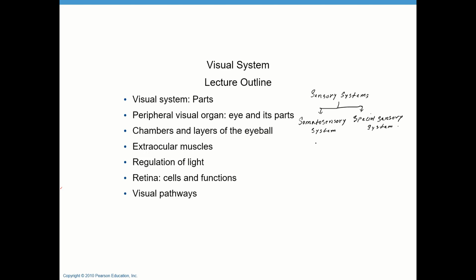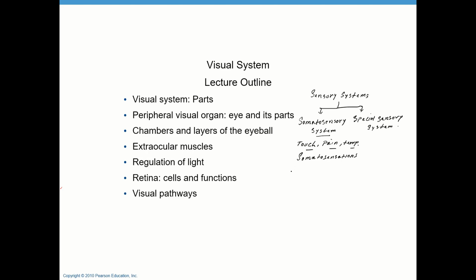Okay, the somatosensory system includes touch, pain, temperature, those sensations you feel throughout the body. So somatosensations include touch, pain, temperature, and those are processed in the system that is called somatosensory system. As I told you, you have these sensations throughout the body, so widely distributed.